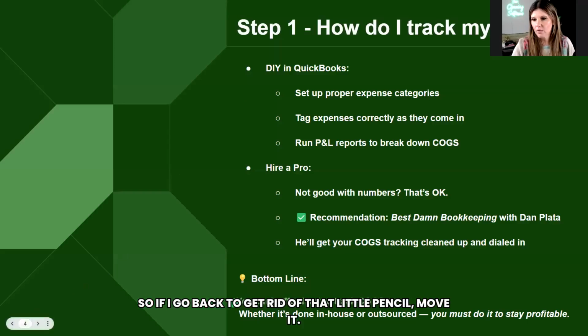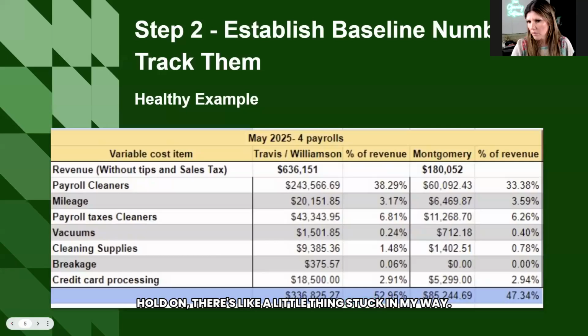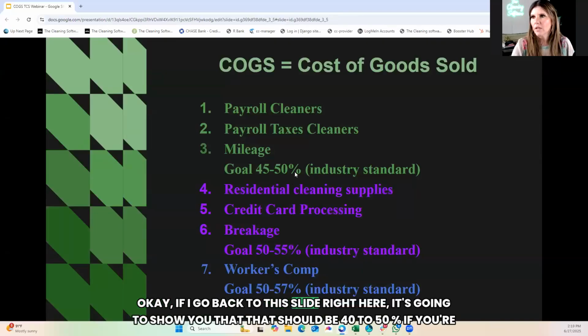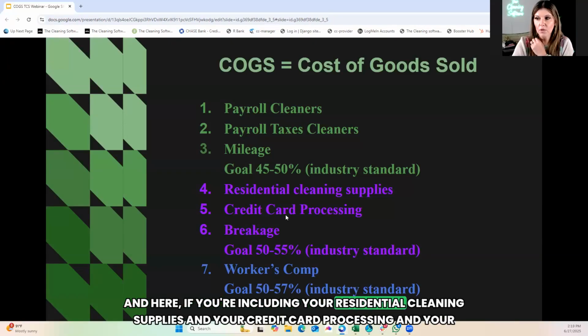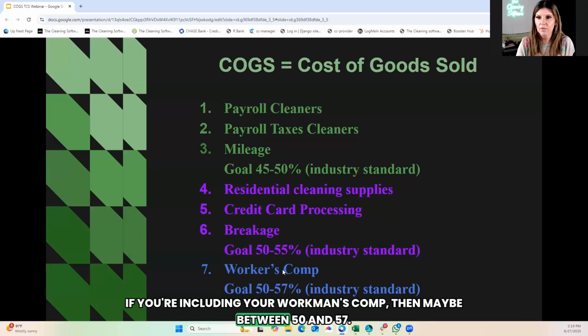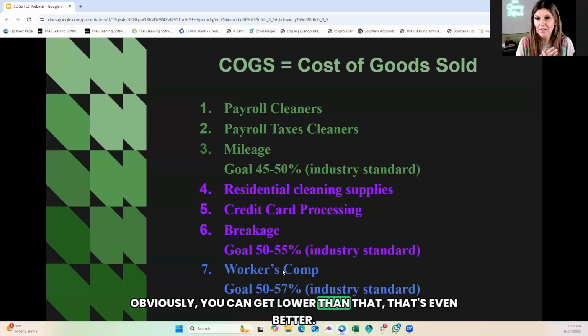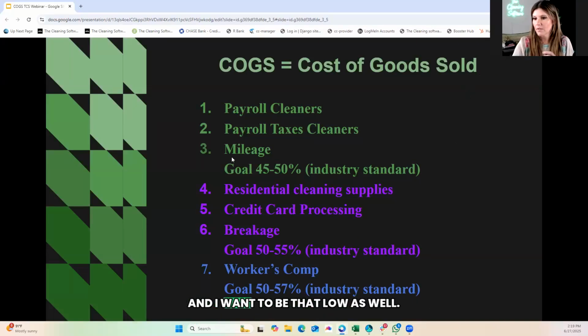If I go back to the slide before, oh my gosh. Hold on, there's a little thing stuck in my way. One second. Okay, if I go back to this slide right here, it shows that it should be 40 to 50% if you're just measuring those three. And if you're including your residential cleaning supplies, credit card processing, and breakage, our goal needs to be between 50 and 55. If you're including your workman's comp, then maybe between 50 and 57. Obviously, you can get lower than that, which is even better. And if you can get lower than that, then I want to have a talk with you because I want to know how you did it, and I want to be that low as well.